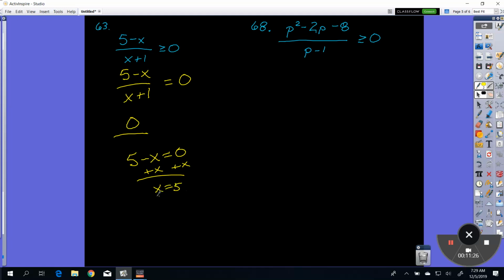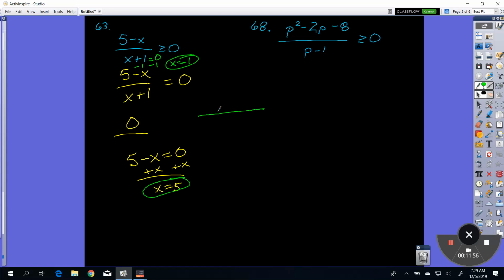So that's one critical value. Do you remember how we get the other critical value? There were two parts to get a critical value. The first one was make it equal to 0. The second one is whatever makes the bottom go to 0. That's our other critical value, what makes it undefined. So minus the 1, so x equals negative 1. So those are my two critical values.